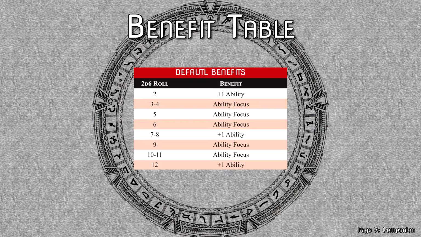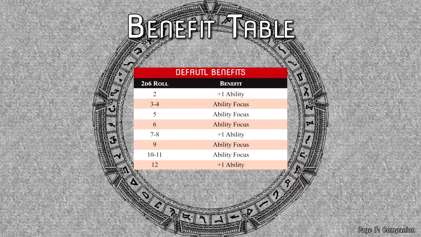So the benefit table gives us a 2d6 roll. Now I let my characters generally choose from this, but some people like to roll randomly just to see what they get. So with this, on a roll of 2, you get a +1 ability. On a roll of 12, you get a +1 to an ability, and the same with a 6 or a 7. And then you get an ability focus on a 3 or 4, a 5, a 6, a 9, and a 10 to 11. How does this work?